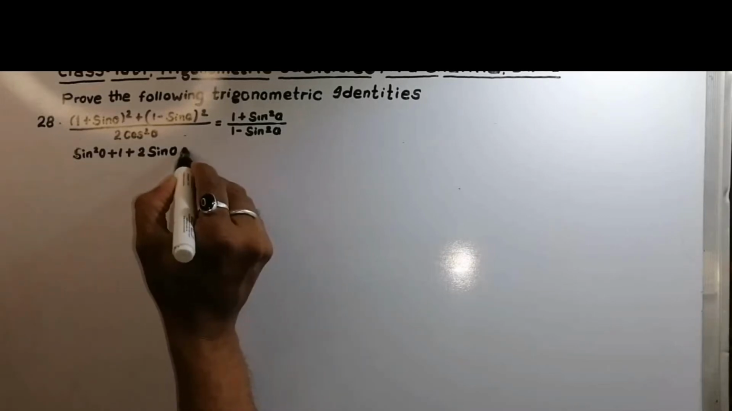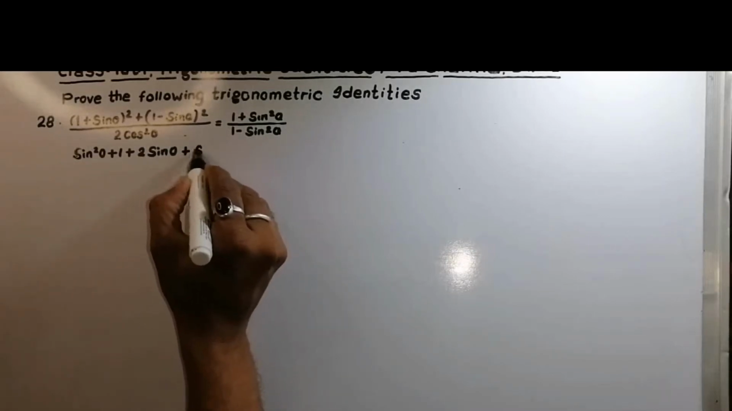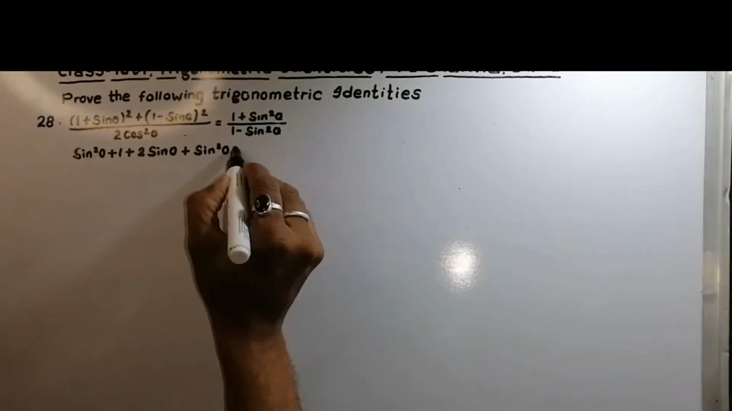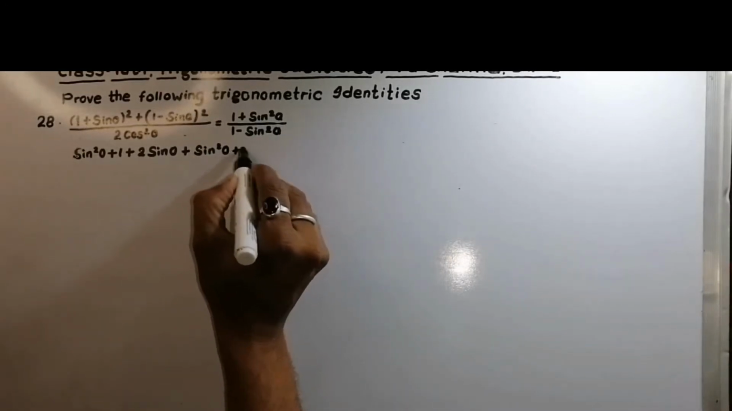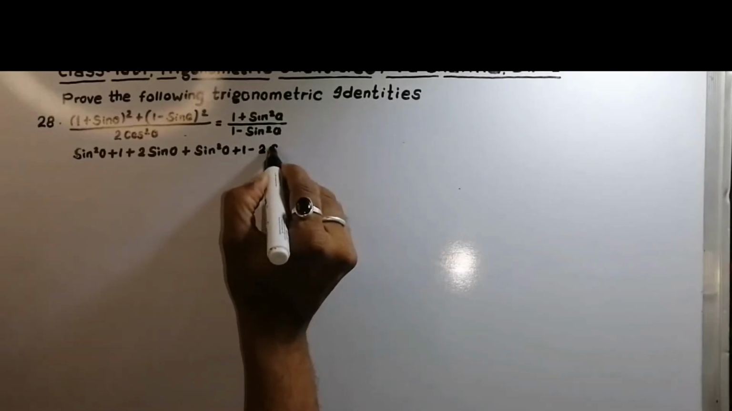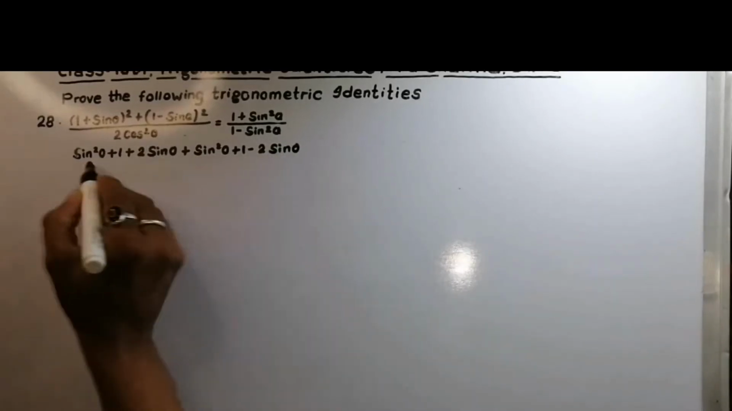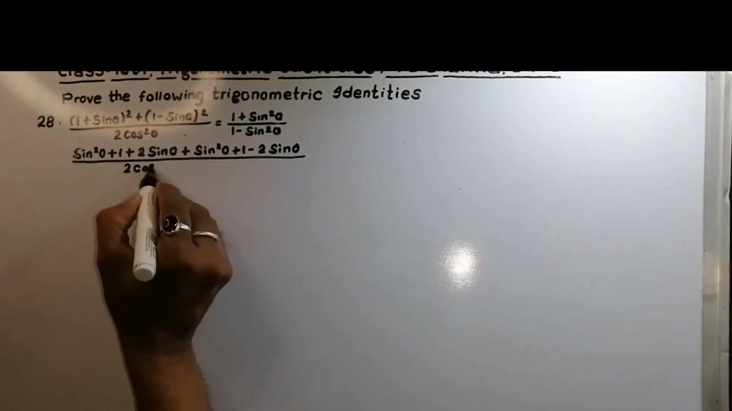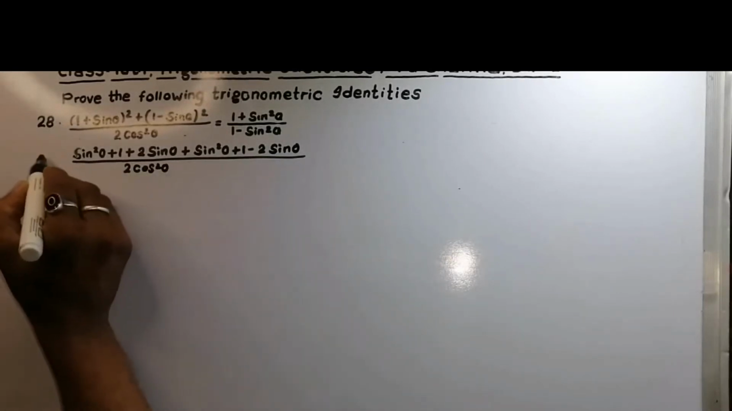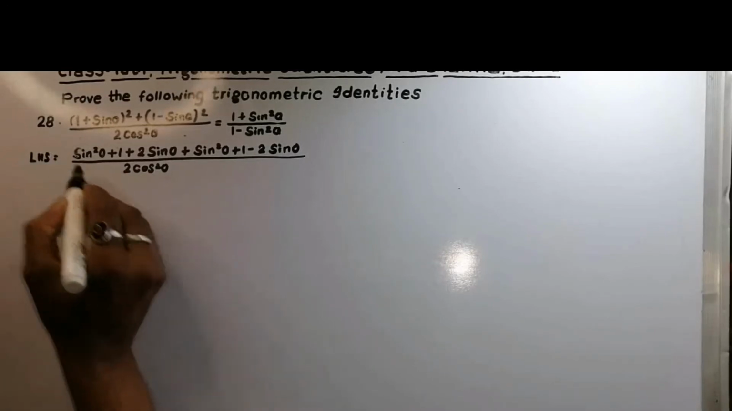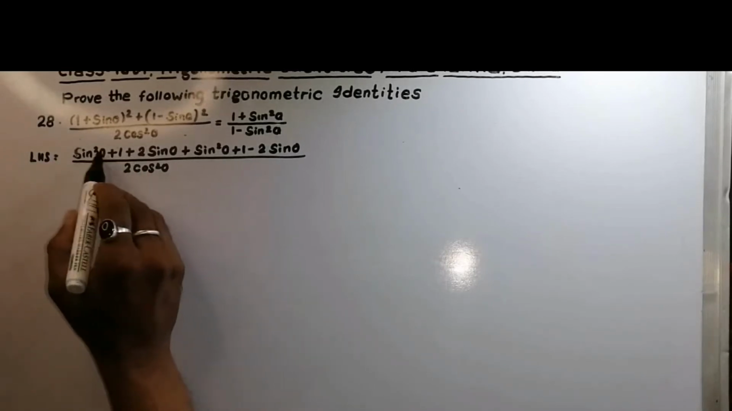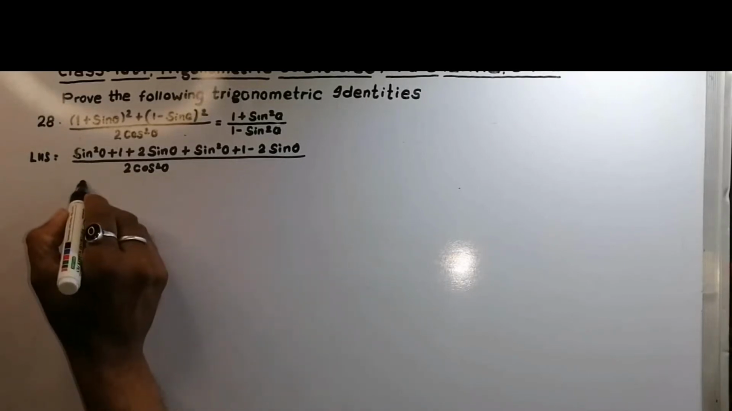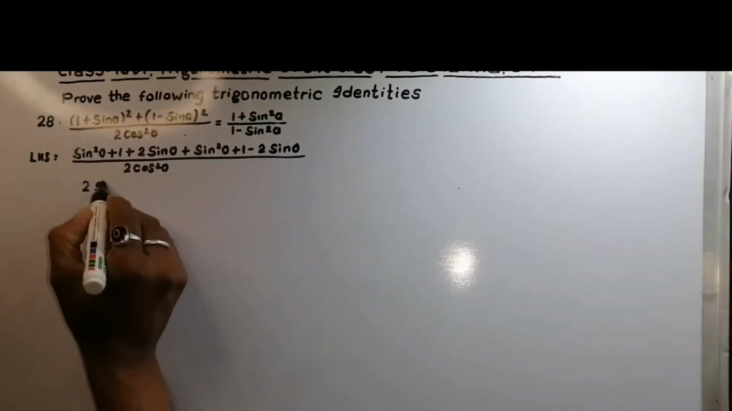and this we can write sin square theta plus 1 minus 2 sin theta by 2 cos square theta, left hand side. Now arrange sin square theta and sin square theta become 2 sin square theta.